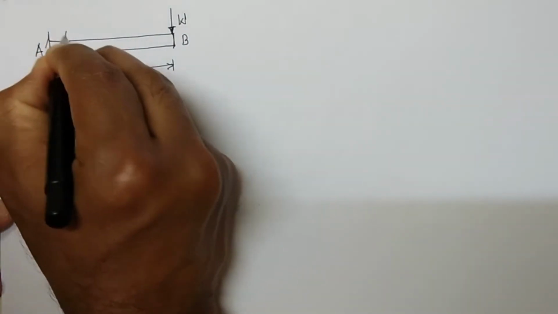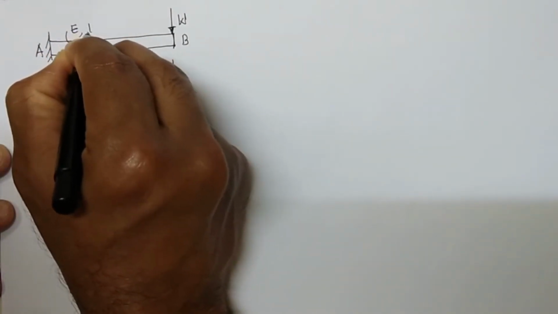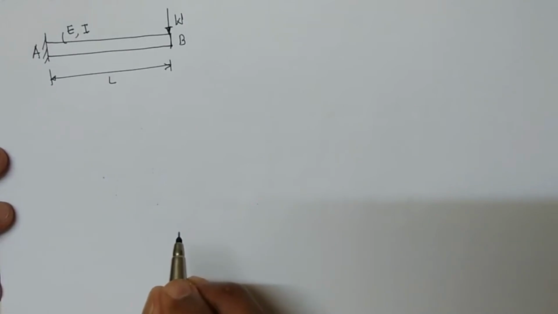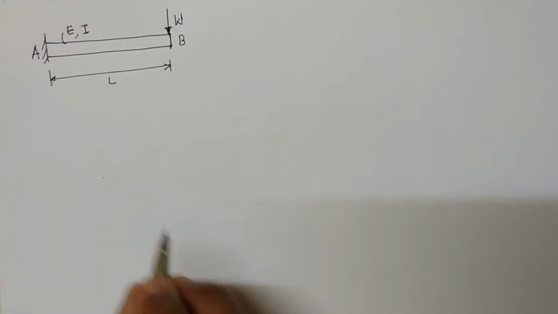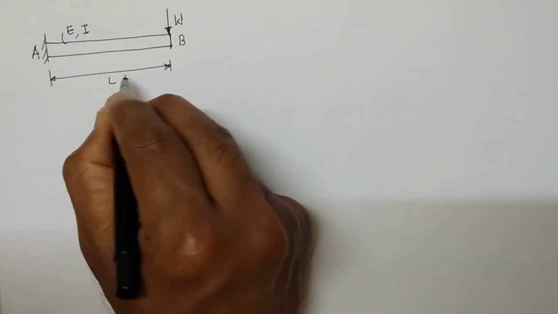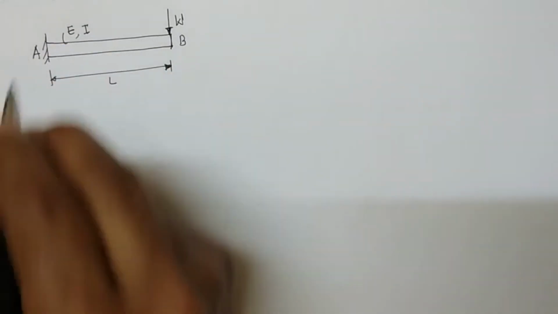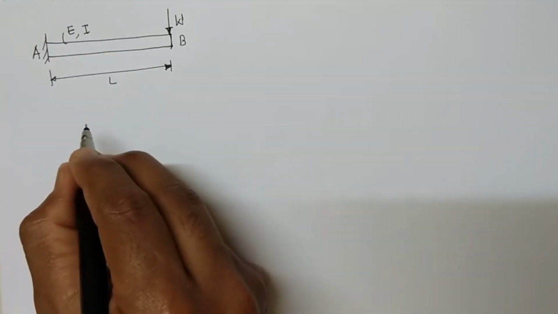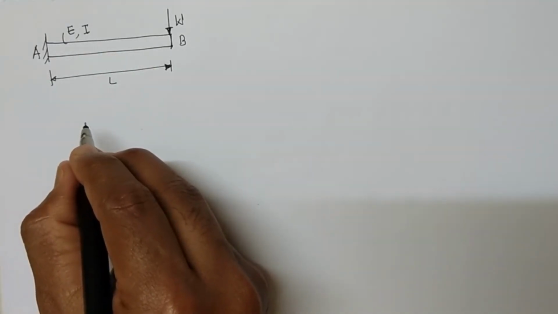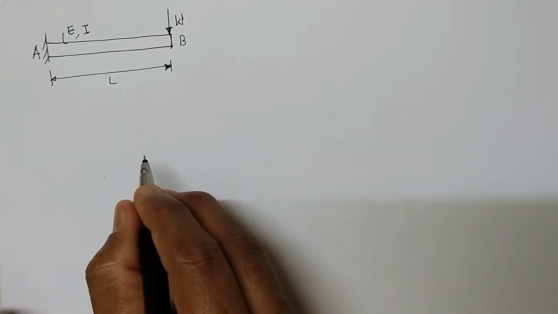and I have material property E, and I as the second moment of inertia of the cross section of this beam about its neutral axis. So what is given? Length of the beam is given as L. E is the material property, that is Young's modulus, and capital I is the second moment of area of the cross section of this beam about the neutral axis.